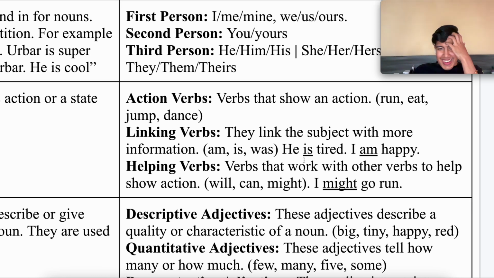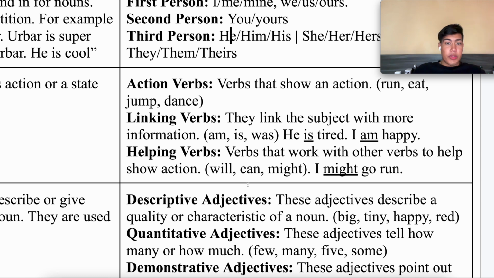Linking verbs. Okay, now these are words that connect ideas. So for example, am, is, and was. So he is tired, or I am happy. And then you got helping verbs. Verbs that can work with other verbs to show actions. So these are like will, can, and might.